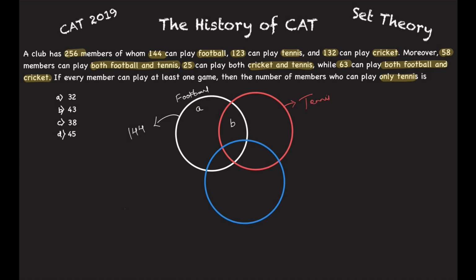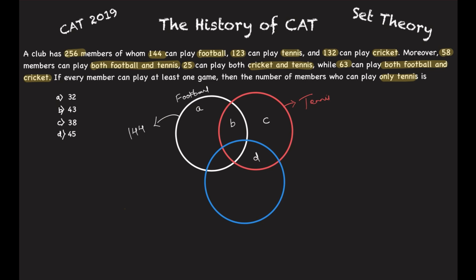So what do I understand from this? B means people who can play exactly two games, which is football and tennis, only football and tennis. B means people in the club who play exactly two games, football and tennis. And let's write the C here as well. C means only playing tennis. That is what I'm supposed to find now.